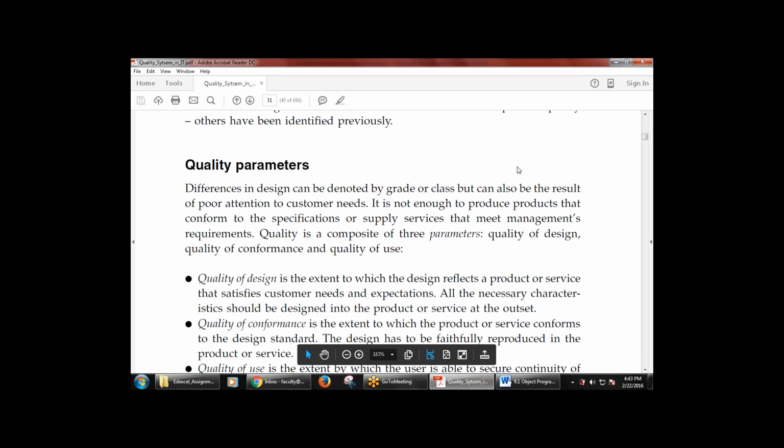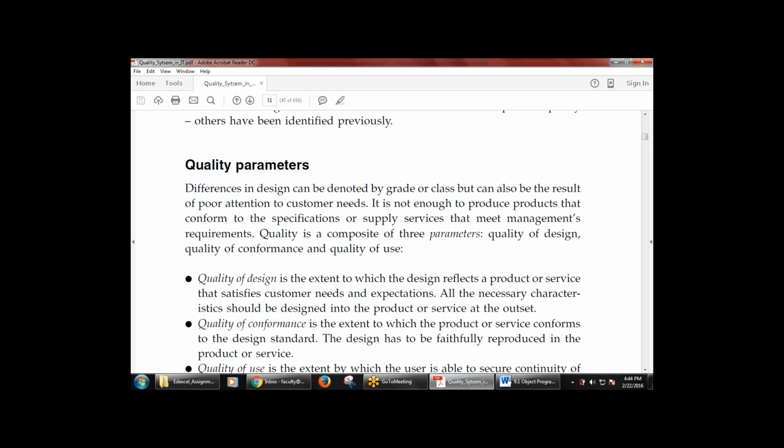So we are discussing the quality parameters, that is, what are the various quality parameters available in quality design, quality concepts. There are differences in the design that can be denoted by the grade or the class. Quality may depend on the grade, may depend on the class, but can also be the result of poor attention to the customer needs. Why? Because if the quality is not good, I'm not accepting my product. That means quality is one of the important concepts in the quality parameters. So differences in the design can be denoted by the grade or the class, but can also be the result of poor attention to the customer needs.